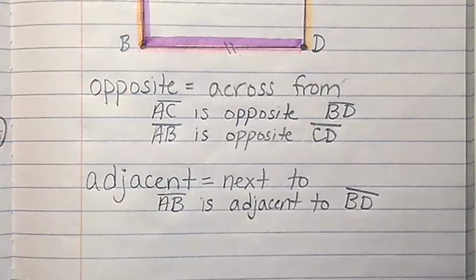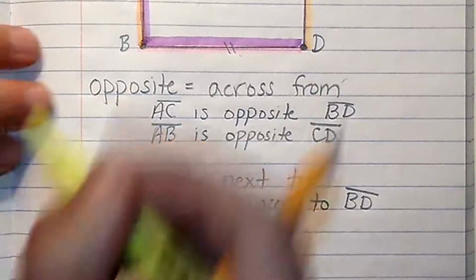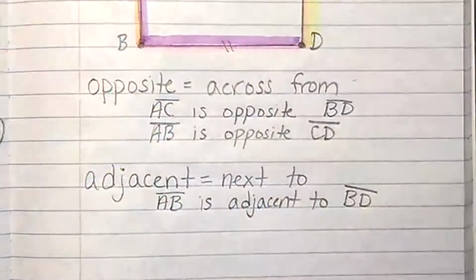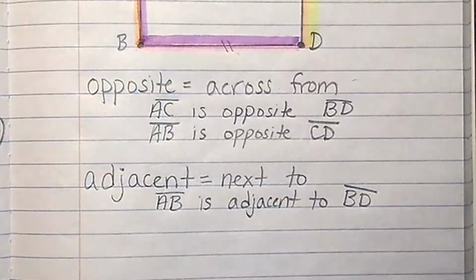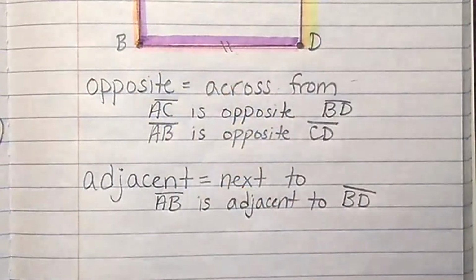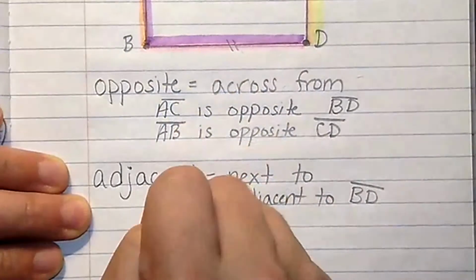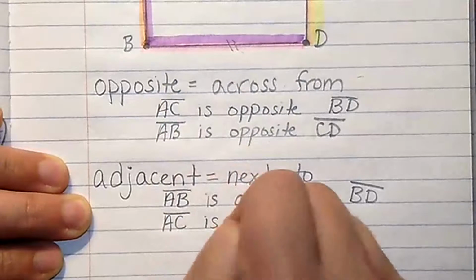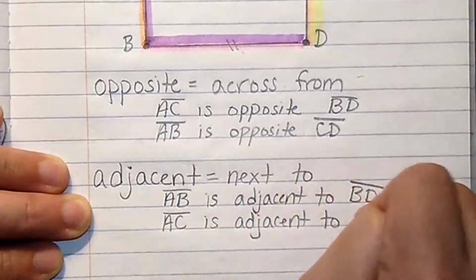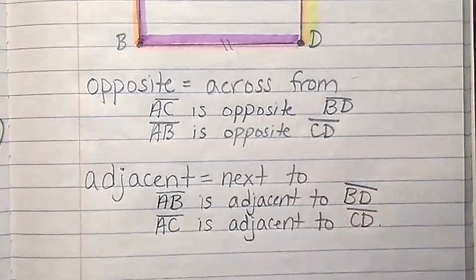Now, there's one other set of sides. Actually, there are several that we could use. We're just going to use this one for now. I know it's a little bit light. I think you can still see it. Which two sides am I talking about with the yellow marker being adjacent to each other? AC is adjacent to CD. Adjacent just means they're right next to each other.